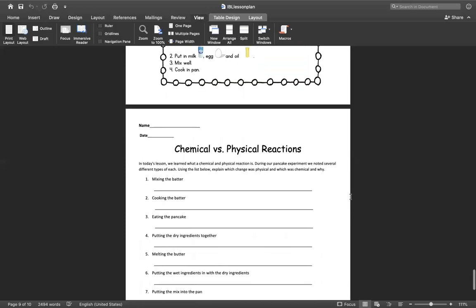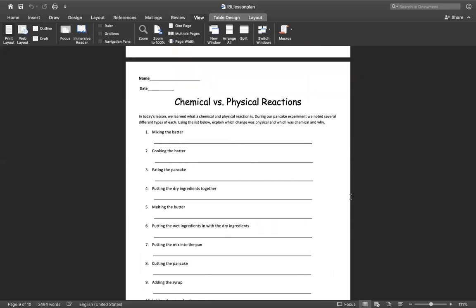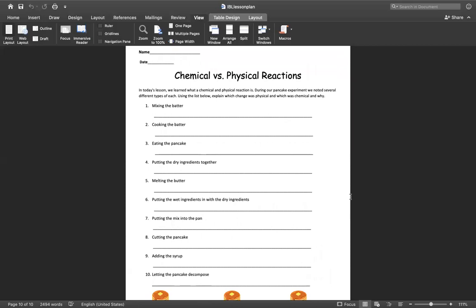And then this would be our summative assessment. We did chemical versus physical reactions. So this is some of the reactions they saw throughout the day, and we ask them to explain why they put what they put. Now that's important because we don't want them to just put a random one of the two answers because that's a 50% chance of getting it right, but to explain why means that they're actually understanding what they're saying.